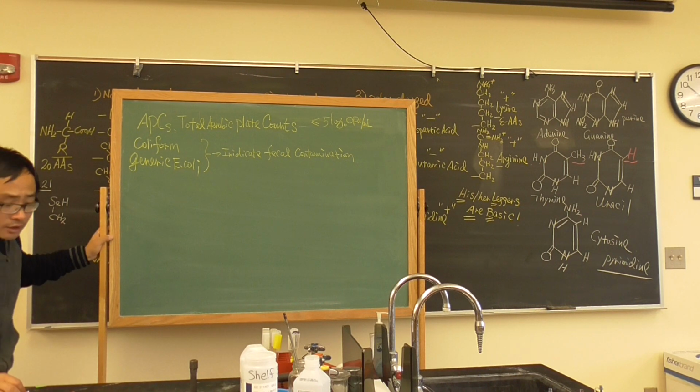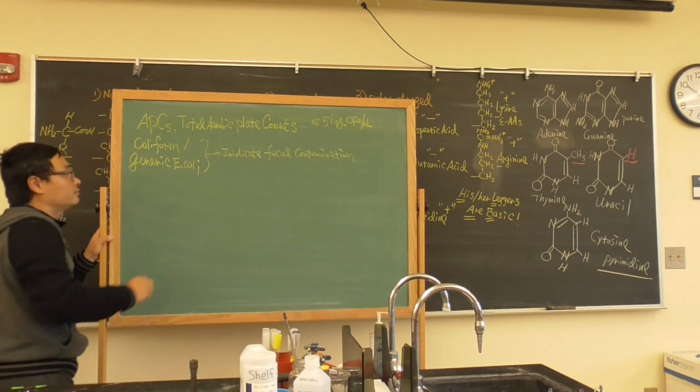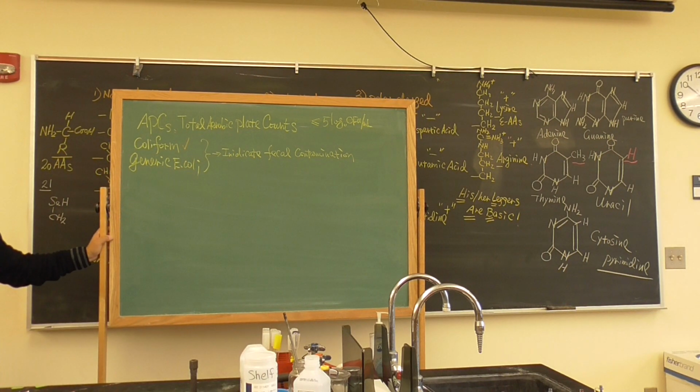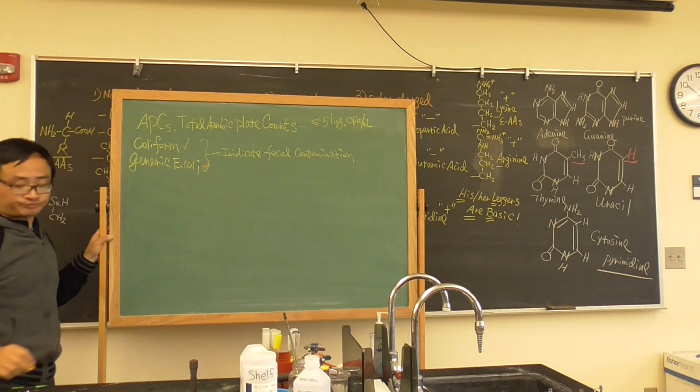Now, about 40 or 50 years ago, people thought coliform was a good indicator, but later on the research said generic E. coli is a good one.